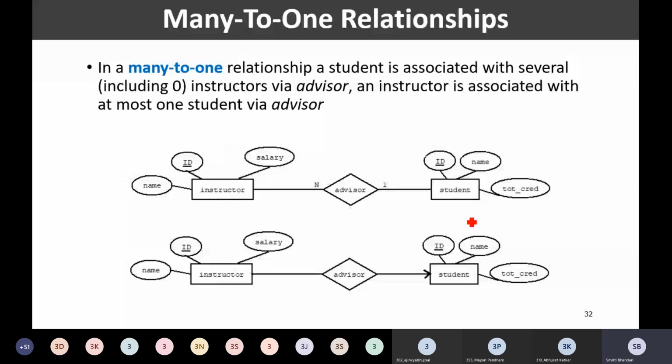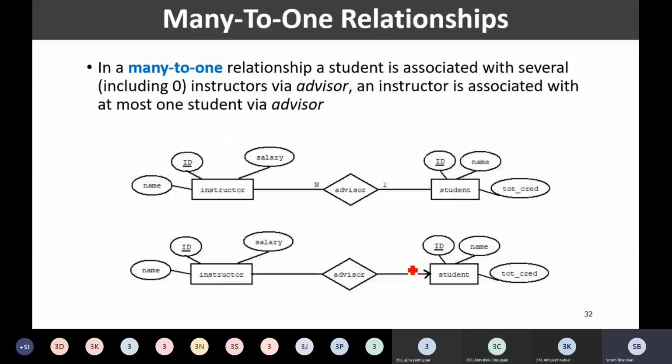Once again, in this particular scenario, how to interpret this relationship set advisor? A student is associated with several instructors, but an instructor is associated with at most one student. That's all. So that is many to one. Am I clear? Yes, ma'am. Okay.